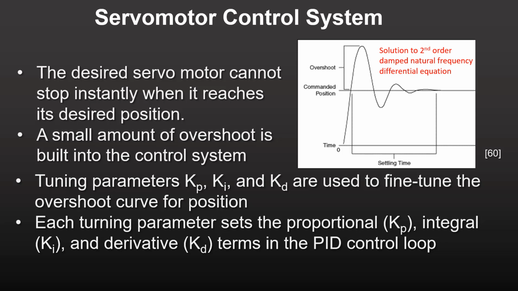These tuning parameters determine the solutions to the second-order damped natural frequency differential equation that governs the way that the motor approaches the set point. If you want fast speed of response, set the derivative term Kd high, but that can give you a significant overshoot. If you want to make absolutely sure that you don't overshoot the set point, set the integral term Ki high. Be aware, however, that your response is likely to be very slow.